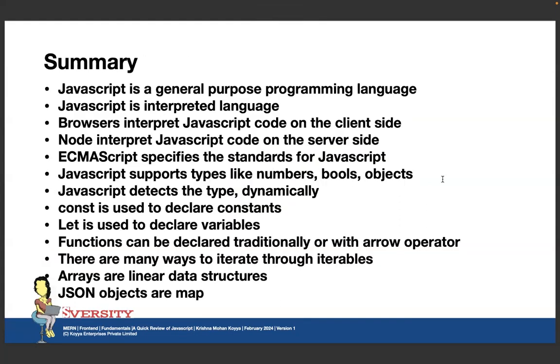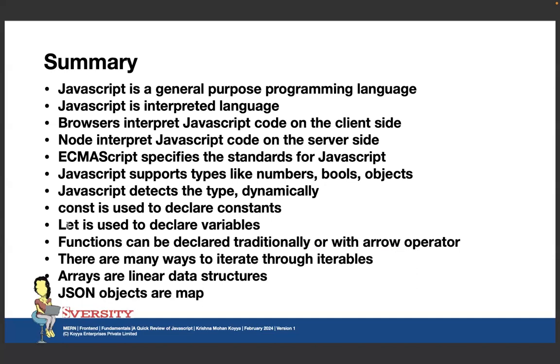So the summary is this: JavaScript is a general purpose programming language. It is an interpreted language. On the client side, it is the browsers that interpret it, and on the server side, it is Node that interprets the JavaScript. ECMAScript is the one which specifies the standards for JavaScript, which everyone is following these days. It supports types like numbers, bools, objects, strings, etc. JavaScript detects the type information of a constant or a variable dynamically. You don't declare them. You use const for declaring constants, let to declare variables. Let is in lower case.